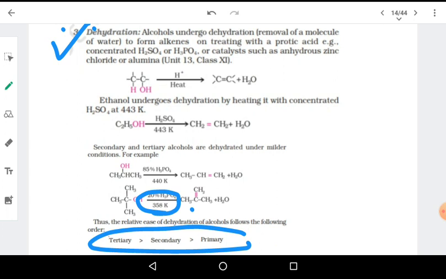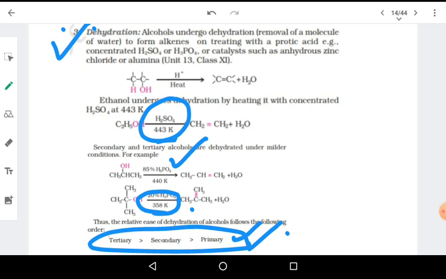On the other hand, if we have a secondary alcohol, we need slightly stronger conditions for carrying out dehydration. That is why we are using 85% H3PO4 solution. And in the case of primary alcohols, they are least reactive towards dehydration, and that is the reason why we have to use another strong acid, that is H2SO4, and the condition used is 443 Kelvin. So these are the conditions we have studied.